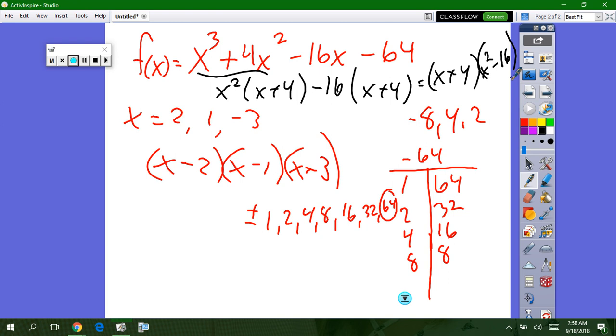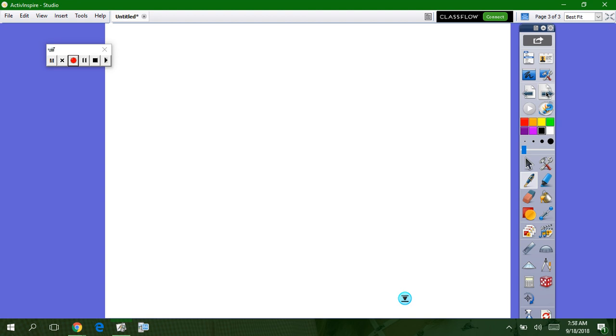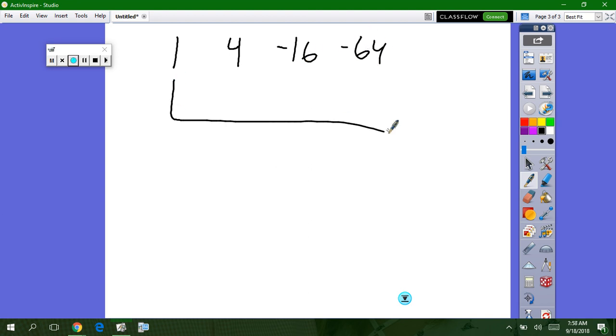All right, here's what we're going to do. What's the coefficient that I use then? 1, 4, negative 16, negative 64. Okay, am I going to be able to factor it by grouping every time? No, I'm not. So sometimes you're going to have to go through that big list that we just wrote of 1, 2, 4, 8, 16, 32, and 64 and have to guess and check through that.